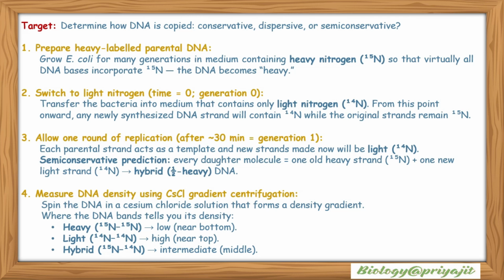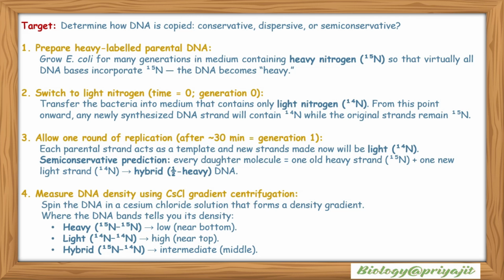Third, allow one round of replication, that is after 30 minutes, generation 1. Each parental strand acts as a template and the new strands made now will be light, that is 14N. Semi-conservative prediction: every daughter molecule is equivalent to one old heavy strand, that is 15N, and one new light strand, that is 14N. So it is the hybrid, half heavy DNA.